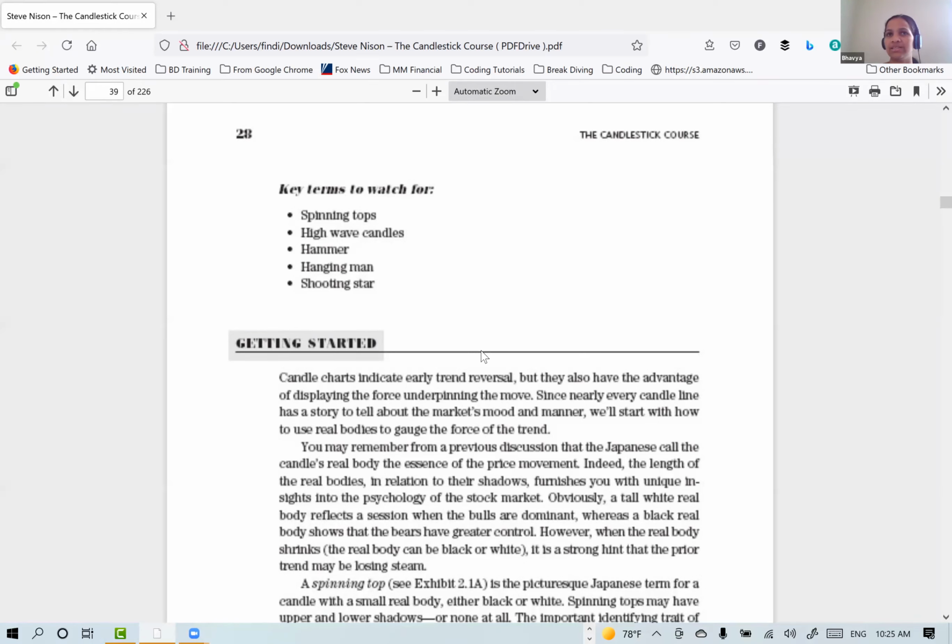Yeah, but its lower shadow should be 2 times its real body size. So depending on how big the real body is, the shadow needs to be longer. Okay, good. And that's generally a buy signal. Hanging man is the exact same.